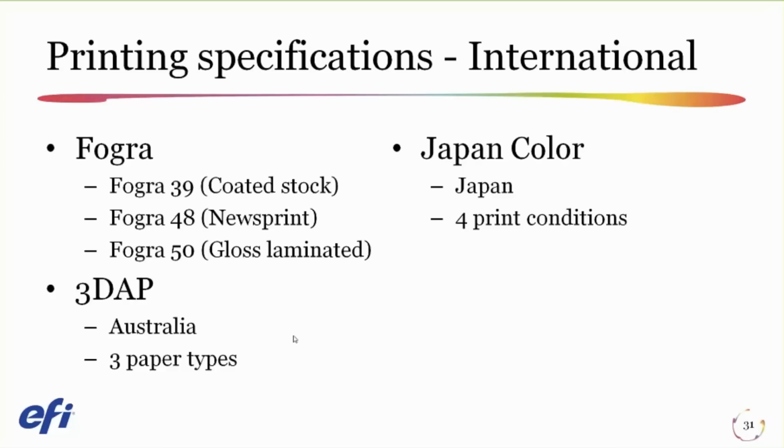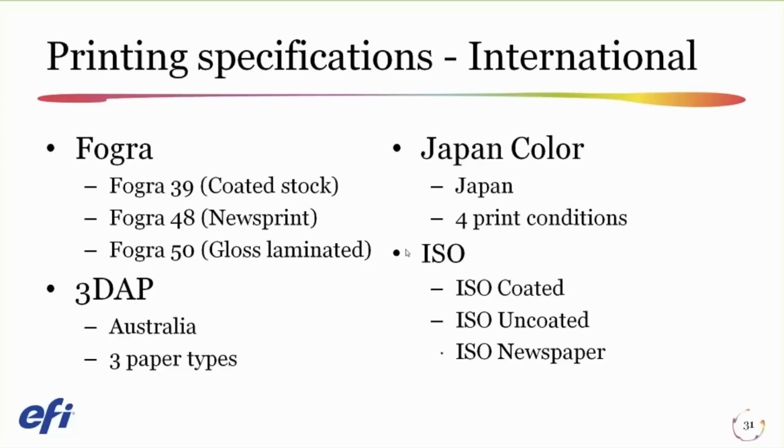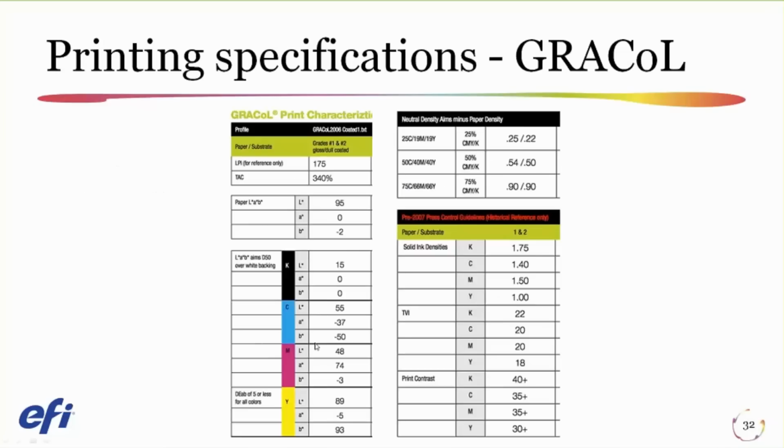Japan has its own print conditions, 4 of them for Japan Color. And ISO, kind of the granddaddy, also has ISO-coded, uncoated newspaper, what they feel we should conform to. So we have international standards, we have standards in the Americas, all give you a different look. When you specify FOGRA 39 or GRACOL or ISO uncoated, you're specifying the color of the paper, you're specifying the gamut that the image is printed in, and overall the look. So you have to be a little careful when you select your specification.